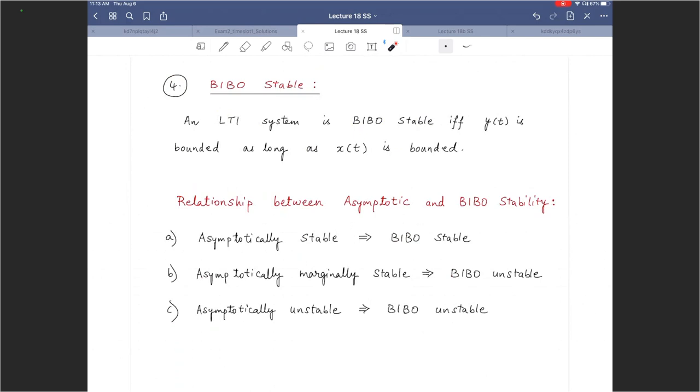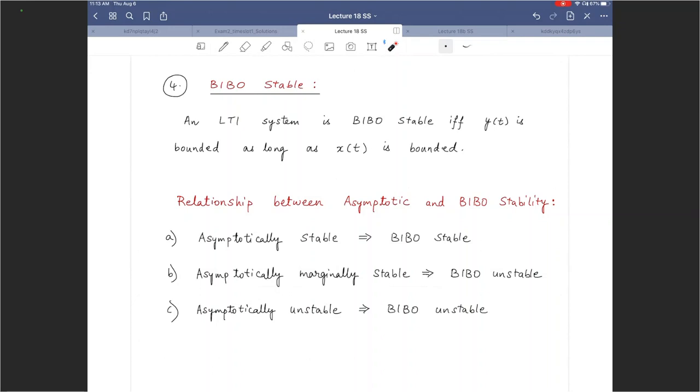Now coming to bounded input, bounded output stable behavior. So far we have been talking about input being 0 and what happens to the output. When you take away the input, what happens to the output? What about if there is a bounded input? Will the output be bounded or not? So is the system bounded input, bounded output stable or not?